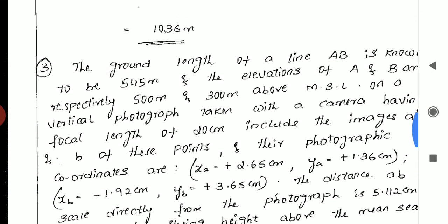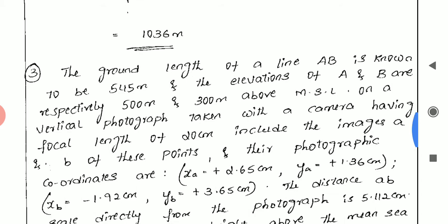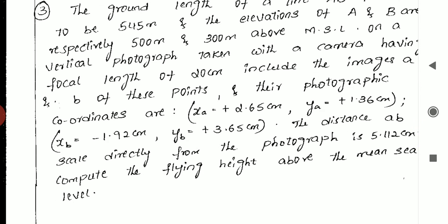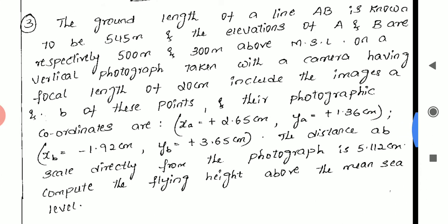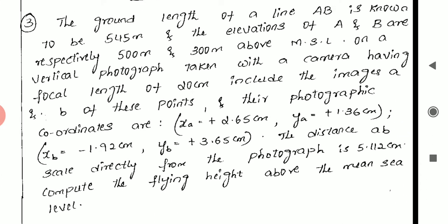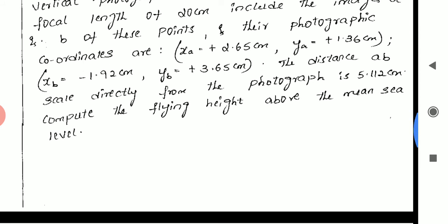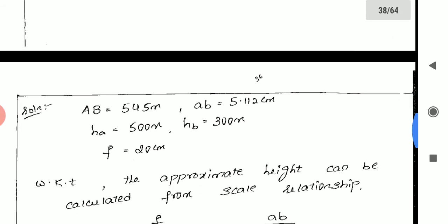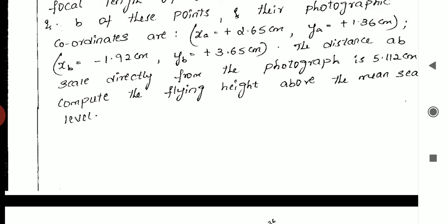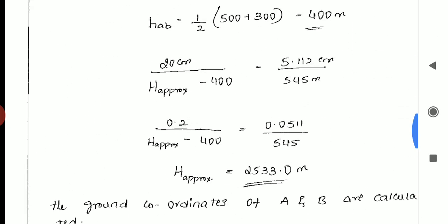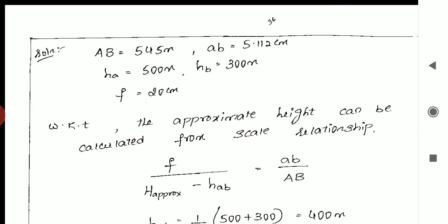Third problem: he already mentioned the AB line and the elevations of A and B above mean sea level. He also mentioned the focal length f, the coordinates XA, YA, XB and YB, and the photograph scale. What he asked is to compute the flying height above the mean sea level. Okay, H he asked.